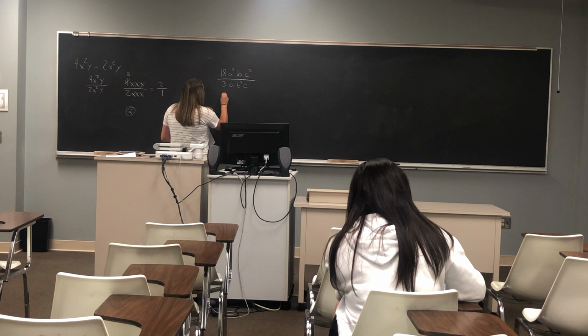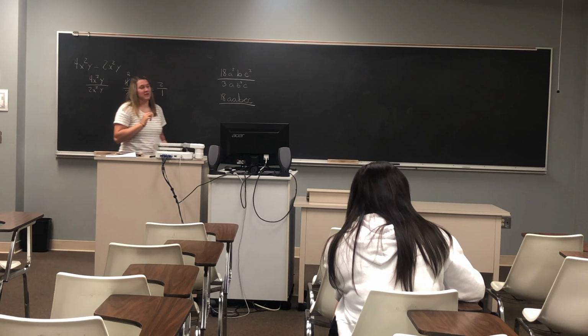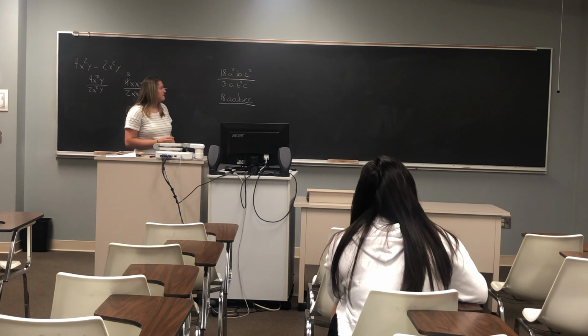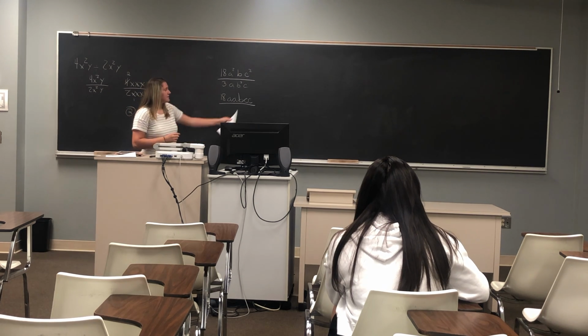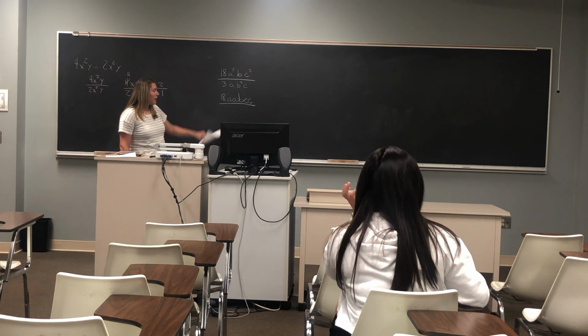So we would have 18a times a times b times c times c. Does everybody agree with me? Why do I have a times a, Aloha? Because a squared equals a times a. And is that the same reason I have c squared? It is. So let's go ahead and do our denominator.